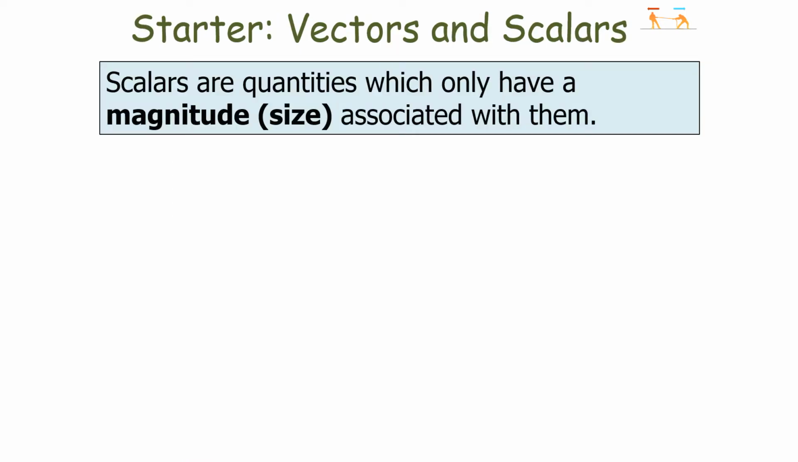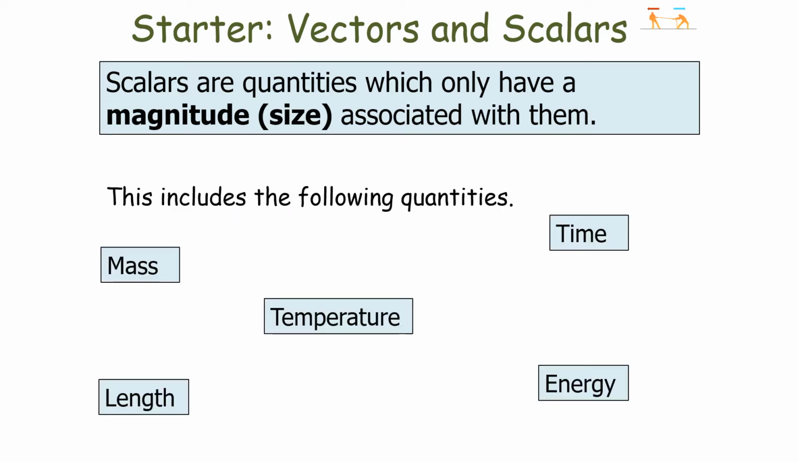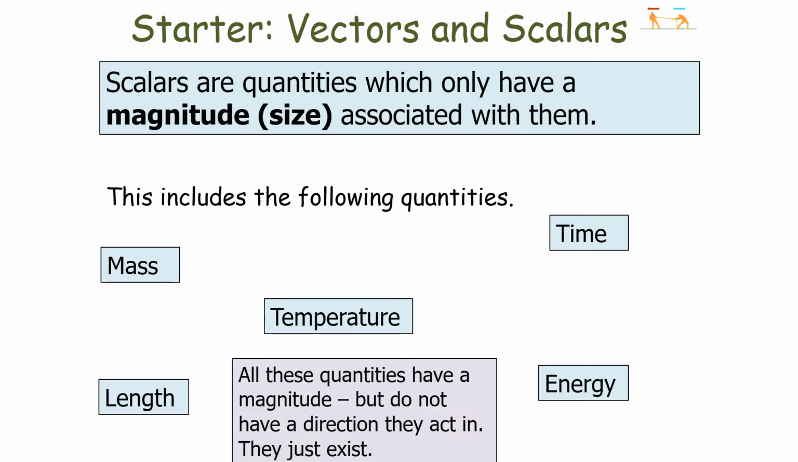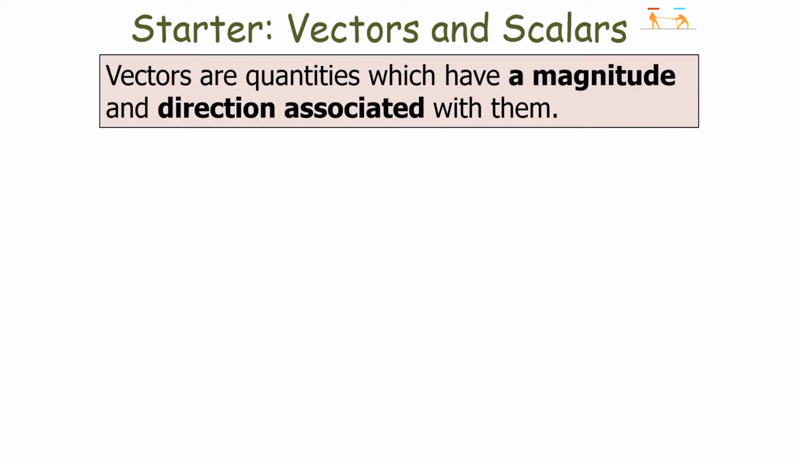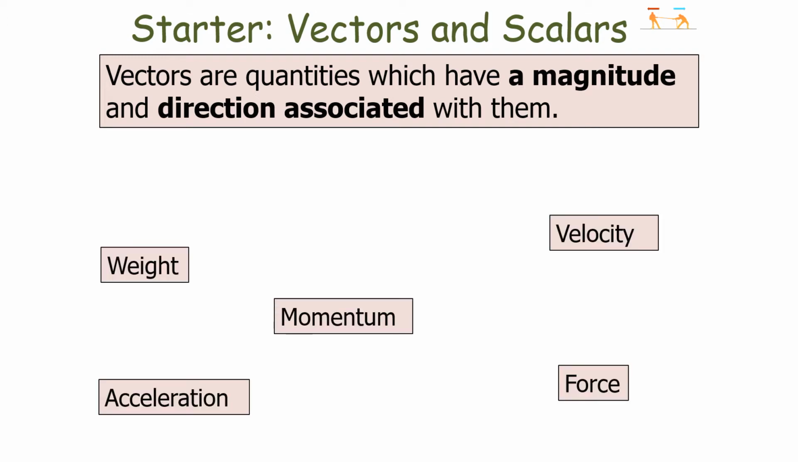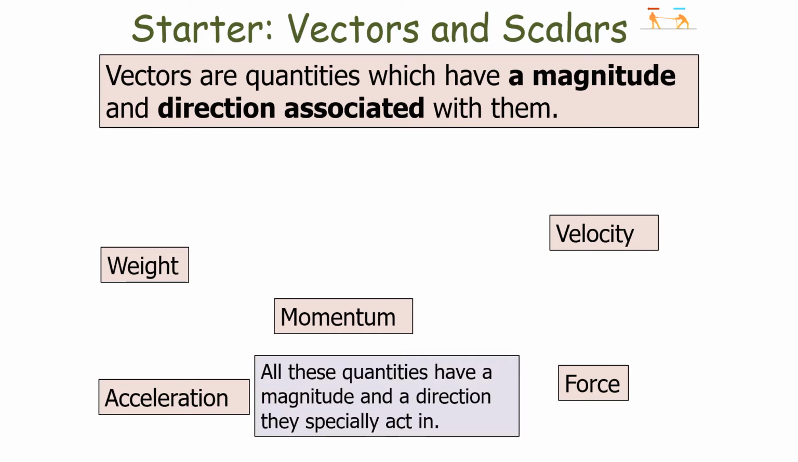Now, scalars are quantities which only have a magnitude or a size associated with them, which can include things like mass, temperature, length, energy, time. Now, all these quantities have a magnitude, but they do not have a direction they act in. They just exist. Now, vectors are quantities which have a magnitude and a direction associated with them. This can include quantities such as weight, momentum, acceleration, force and velocity. Now all these quantities have a magnitude and a direction they especially act in.